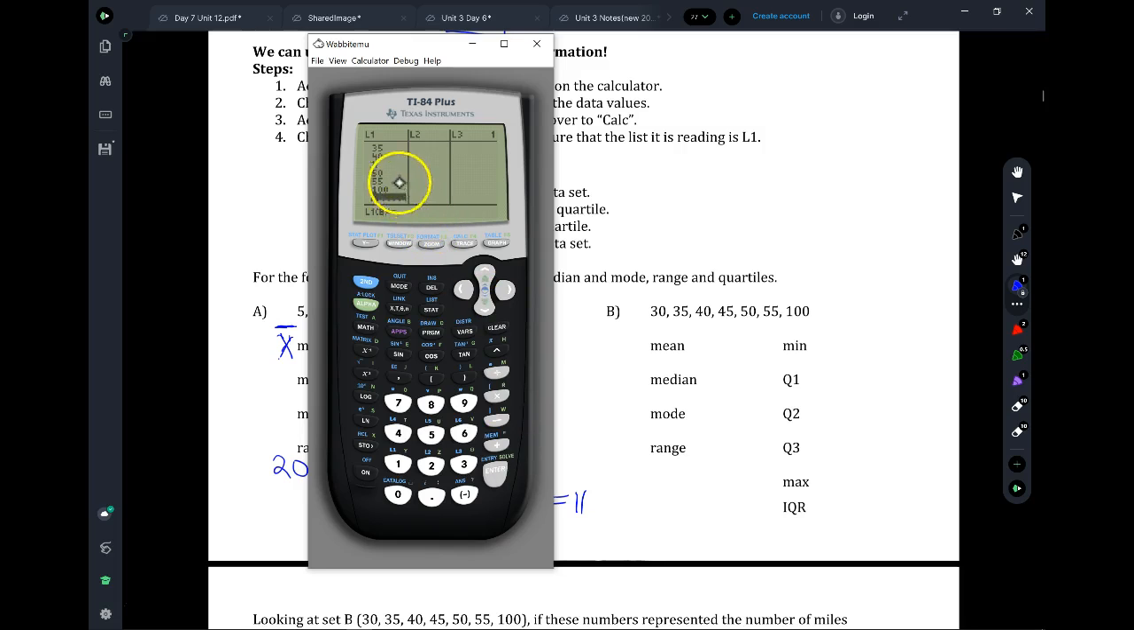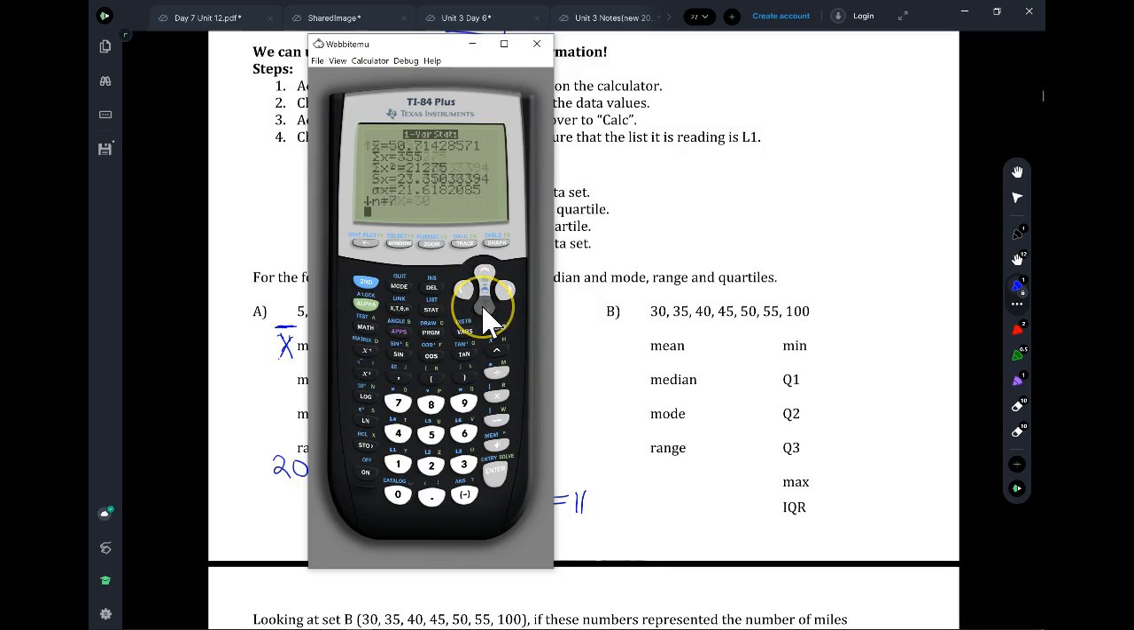Oh, I do have a typo. Let me go back up to that. Let's see if it'll let me edit. I just want to override it with a 45. So 45, enter. Okay. Stat again, arrow over to calculate, option 1, hit enter, still list L1, go down to calculate, and we can fill in all of our missing values, so our mean and everything else.